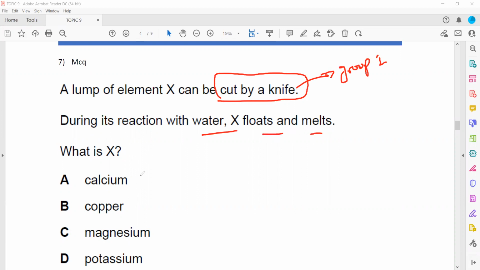What is X? Calcium is group 2, copper is a transition element, magnesium is group 2 and potassium is group 1. So being cut by a knife is a characteristic of a group 1 element. So the only option we have in group 1 is potassium. And they have low density and they're highly reactive. That's why we store them under oil.